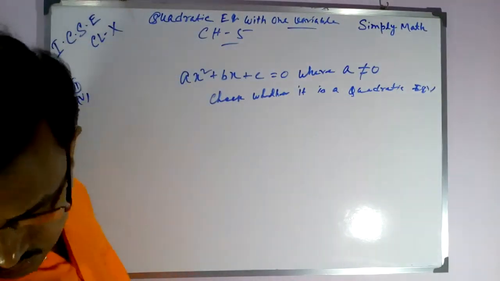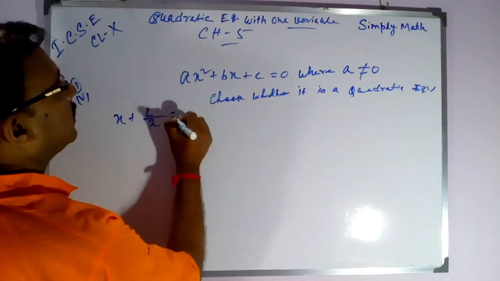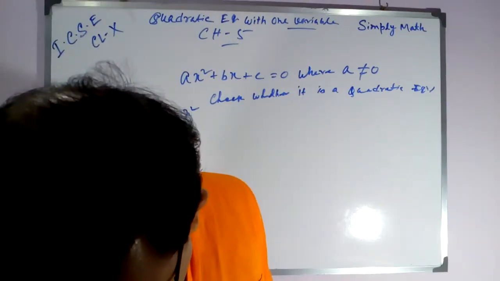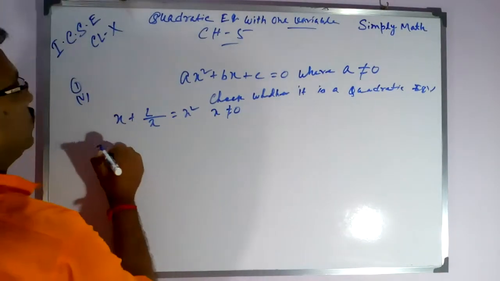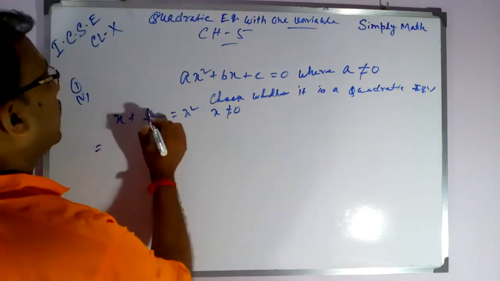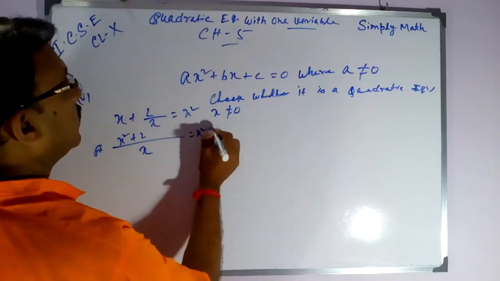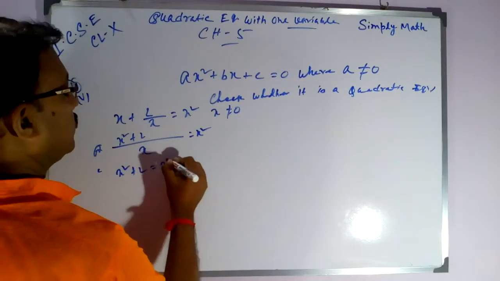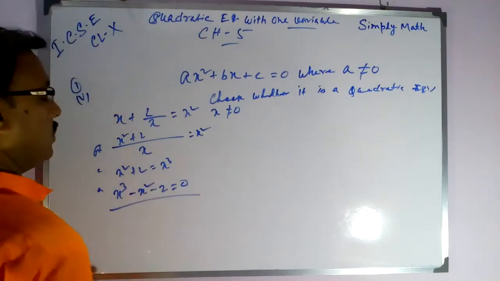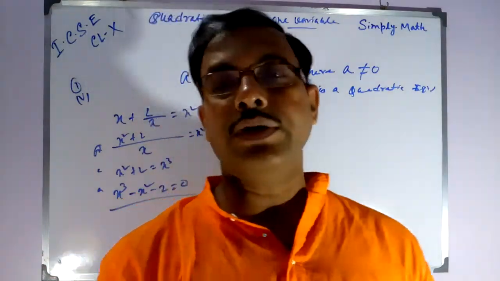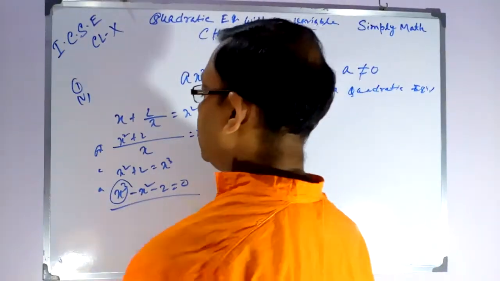What is given: x plus 2 by x is equal to x square. x cannot be 0. What does it imply? It implies x square plus 2 is equal to x cube, or x cube minus x square minus 2 is equal to 0. That means it is not a quadratic equation. Here the power is 3. So it is not a quadratic equation.